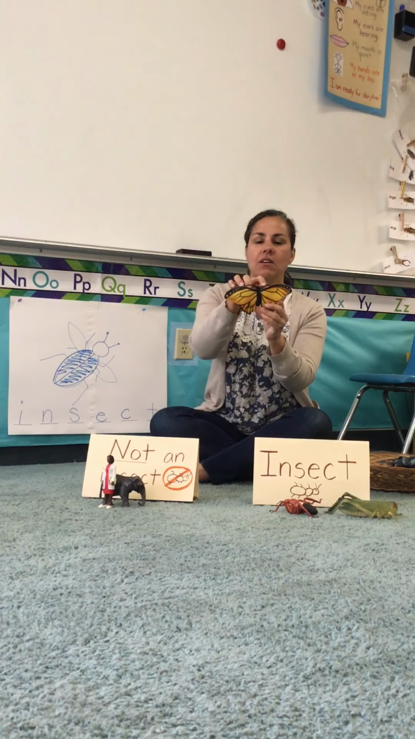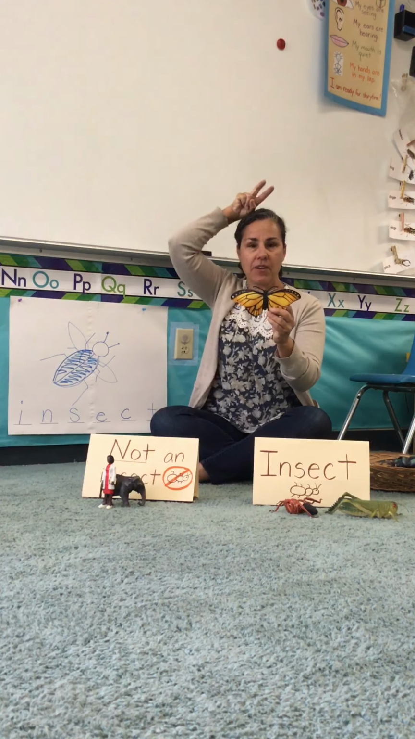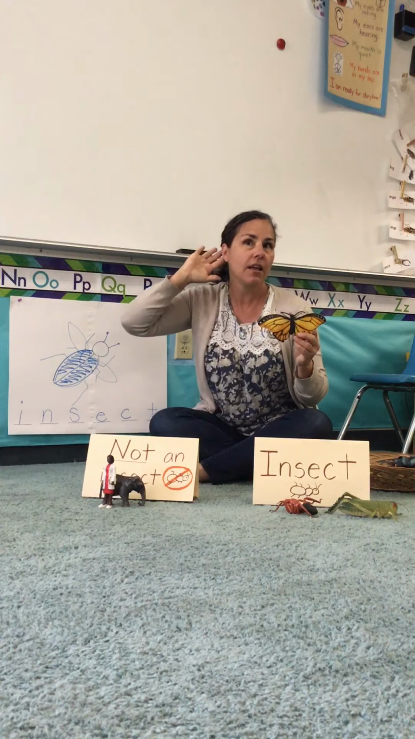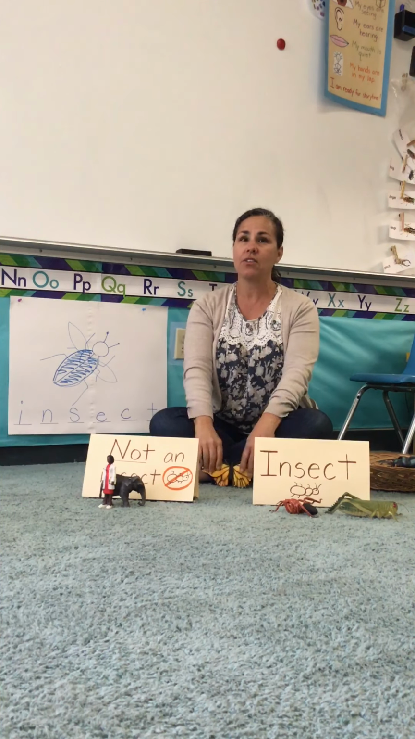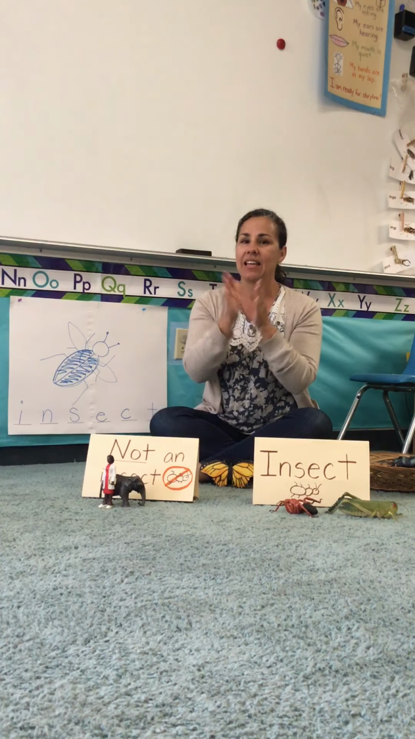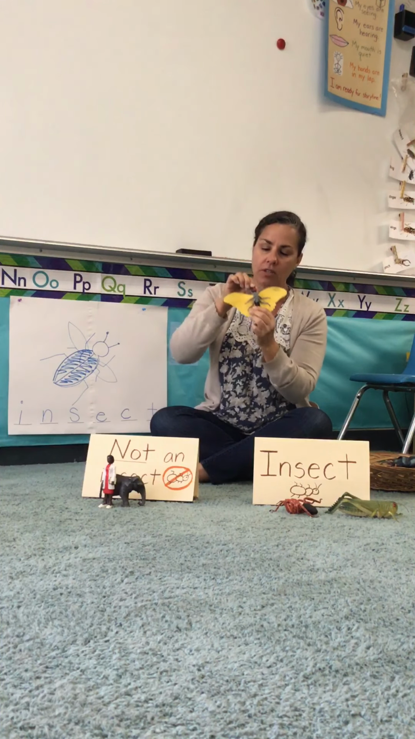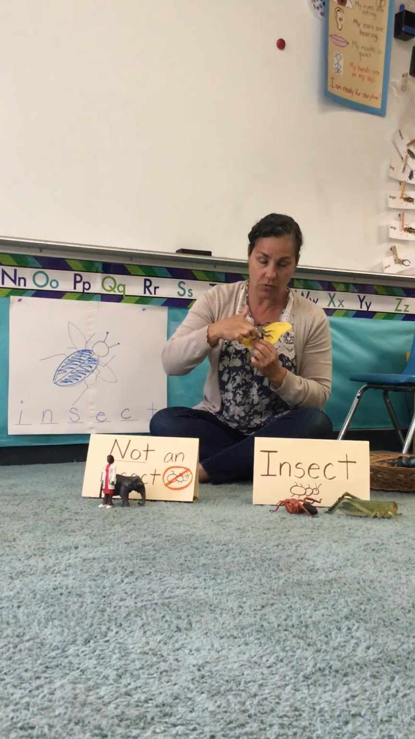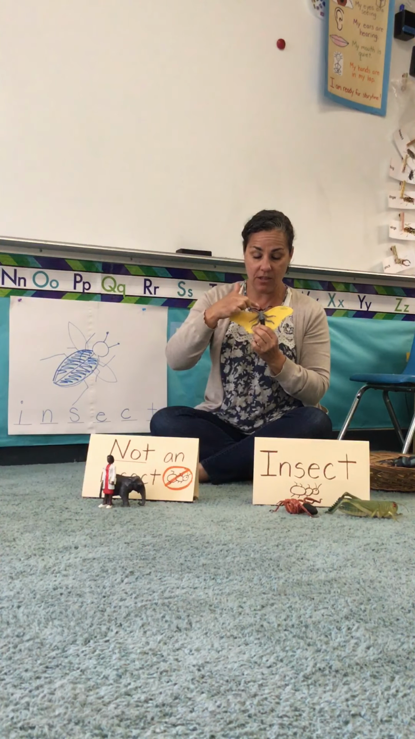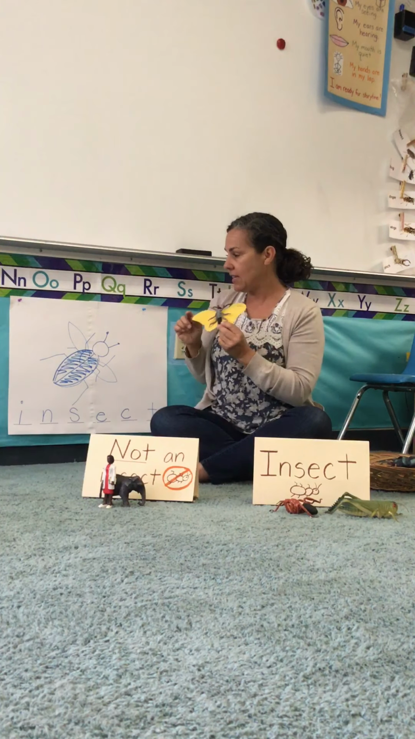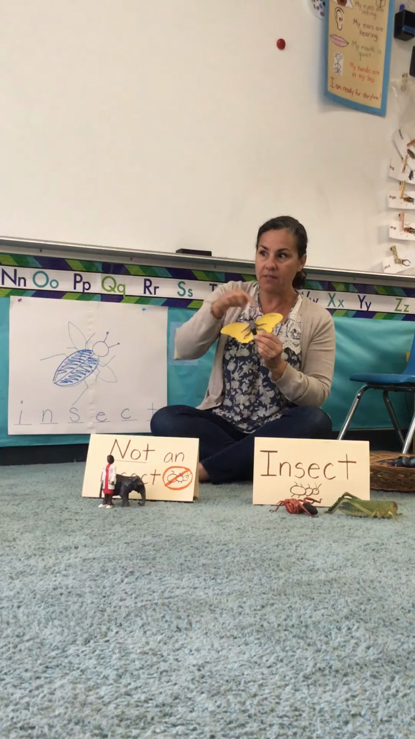Let's look. First thing I see are, what are these called on top that help them find out about the world? Do you remember? Let's say it together. Antenna. Two antenna. Let's turn it over and look at its body parts. 1, 2, 3. 3 body parts. Head, thorax, abdomen. Let's count the legs. 1, 2, 3, 4, 5, 6.